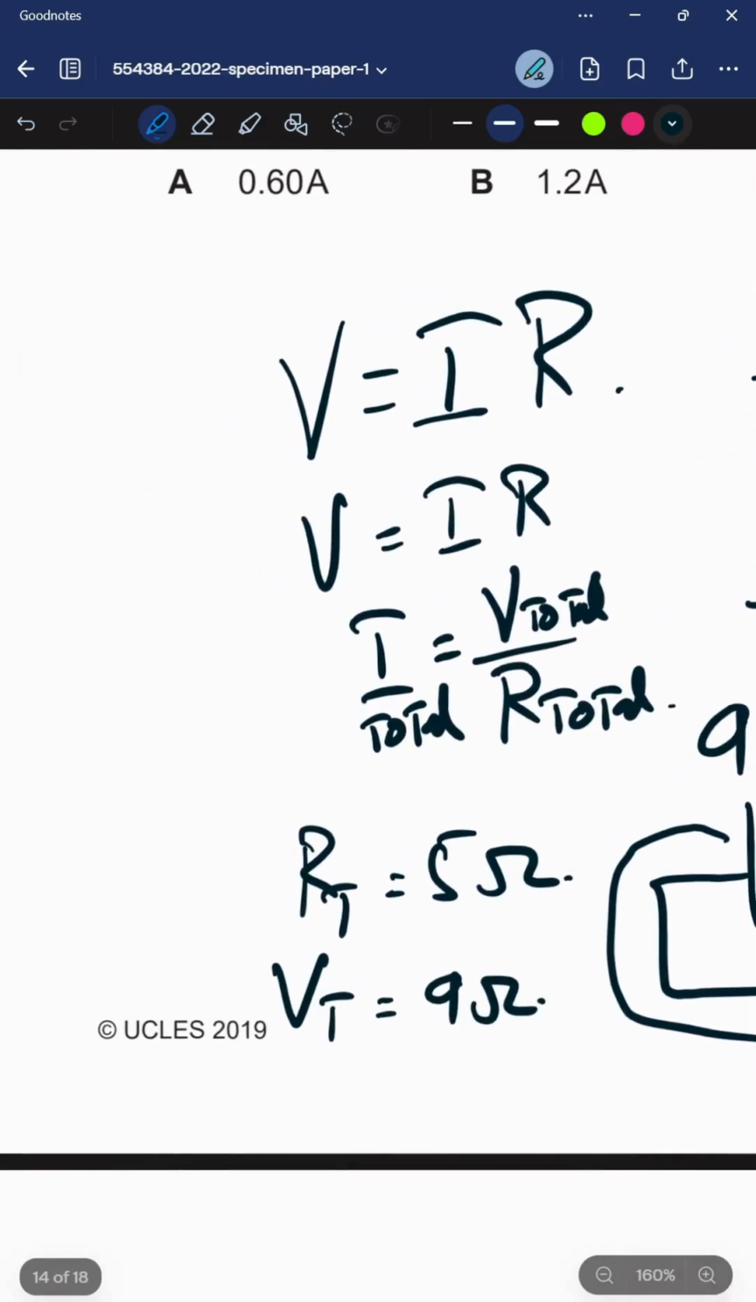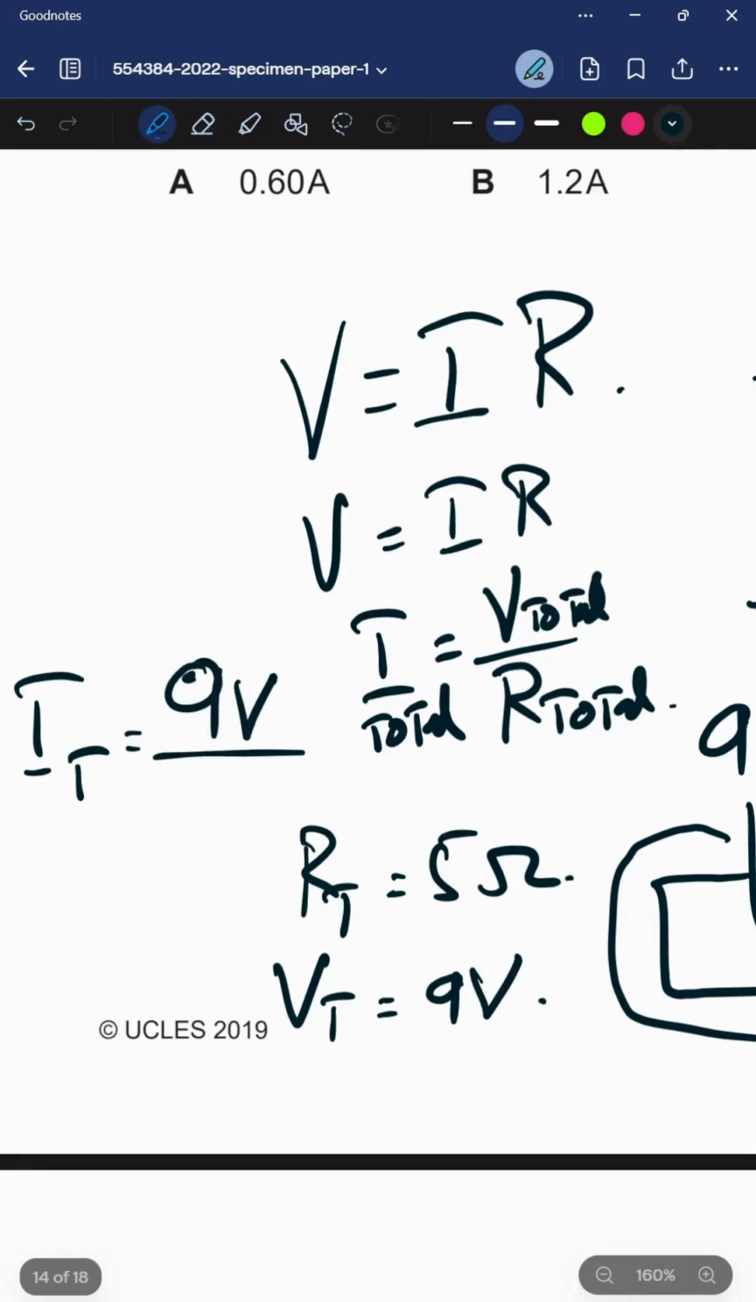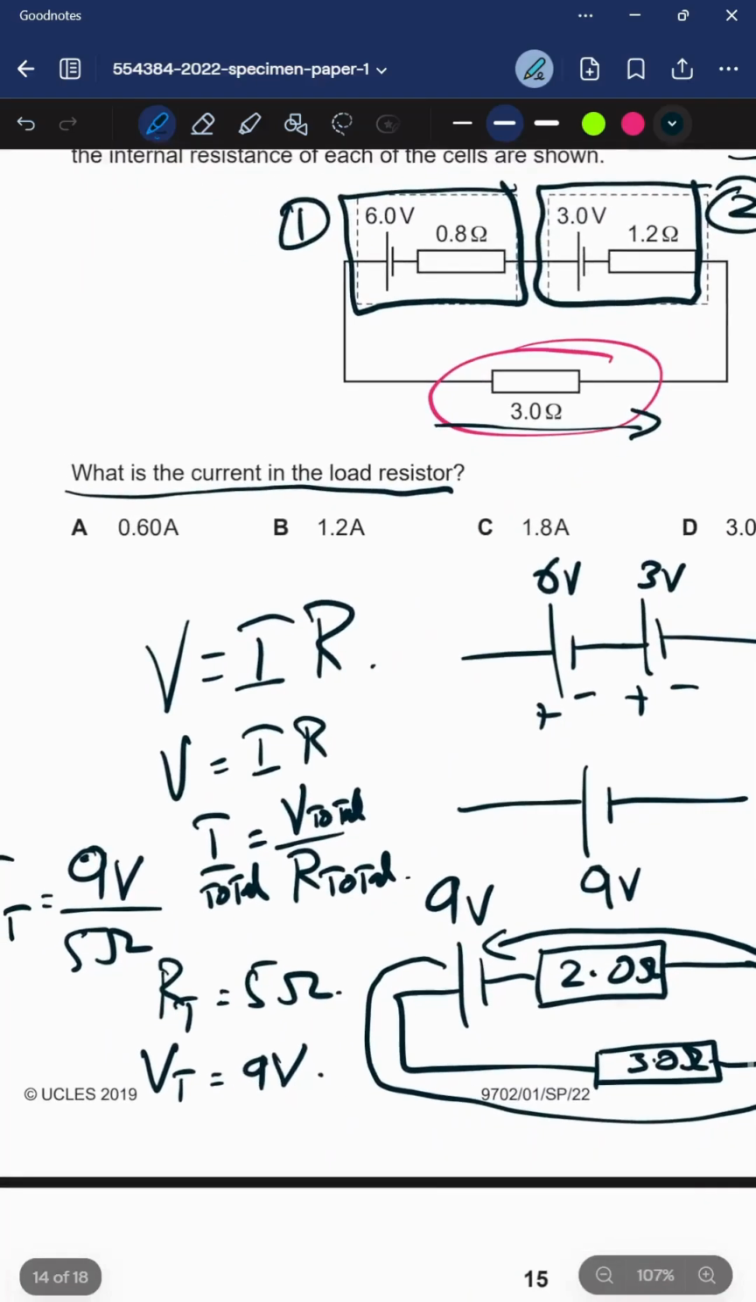So I total will be equal to V total, which is 9 volts, divided by the total resistance, which is 5 ohms. So 9 by 5 is the total current, and they have given us the options in decimals, so 9 by 5 is equivalent to, if you just divide it, the correct option is 1.8, right? That is the total current that will be flowing through this 3 ohm resistor.